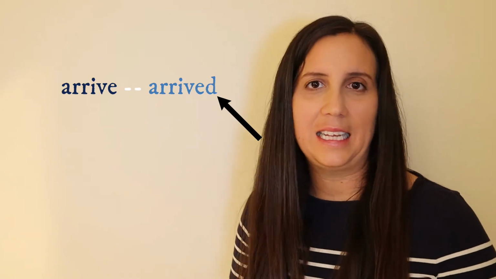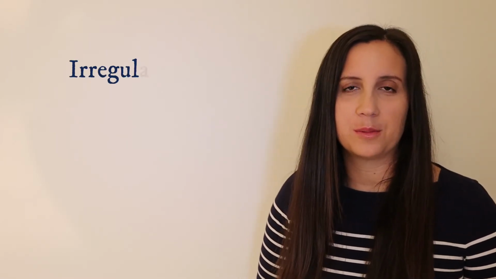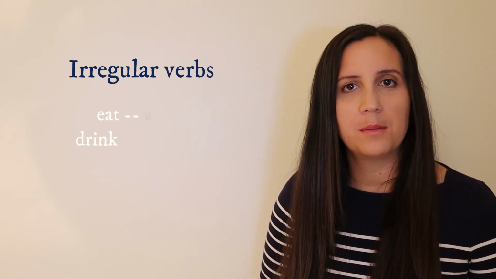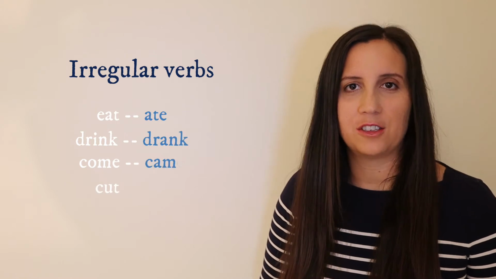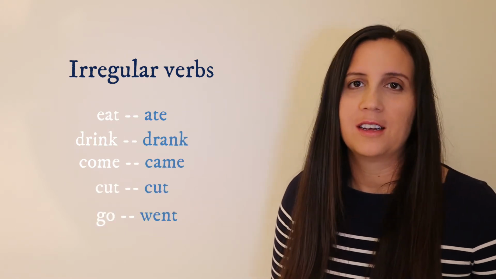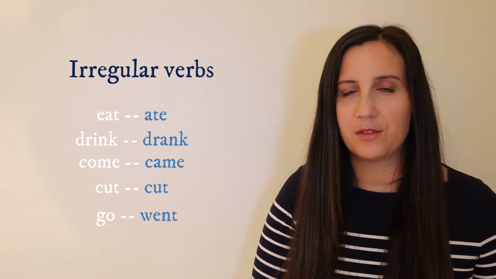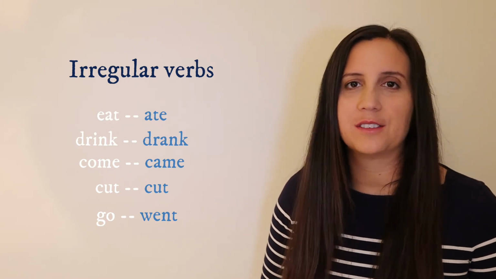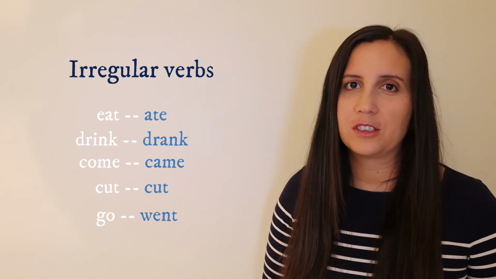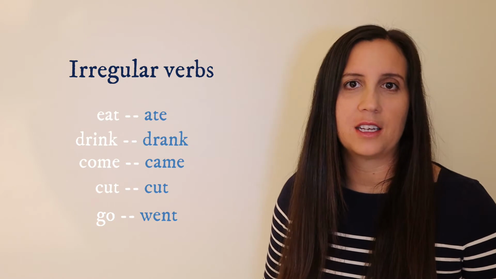A-R-R-I-V-E-D, not E-E-D. Now some examples of irregular verbs include eat, drink, come, cut, and go. As you can see from these, there's no rule. The simple past of these verbs, they are all very different from each other, and that's because they're irregular. Unfortunately, these are some things that you just have to memorize. The more that you use them, the easier it will get for you.